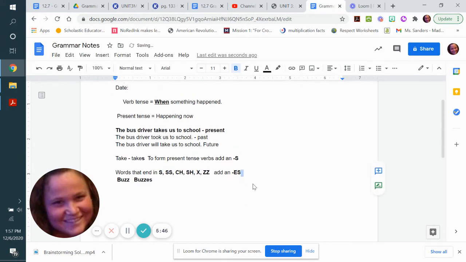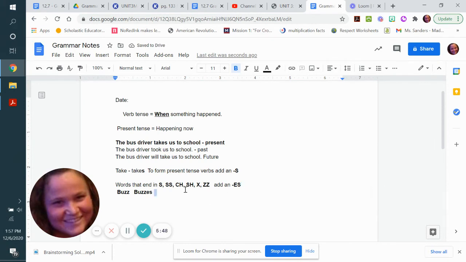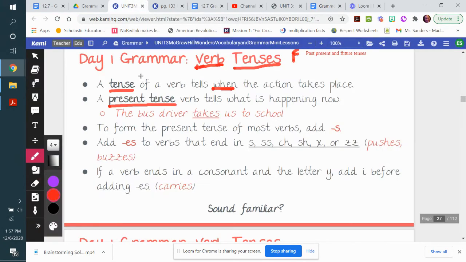Okay, write this in your notes. You will need it. Remember, you can use your notes on your quizzes, so it'd be silly not to write them down.